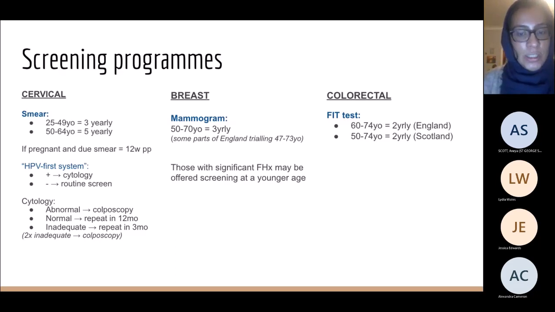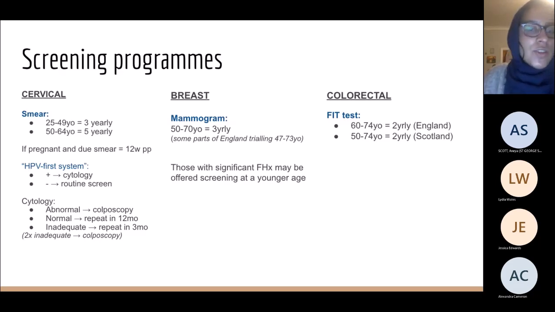So that's your cervical screening program. You then have your breast screening program, so it's your mammogram. That happens every 3 years for those between 50 to 70 years old, and there's a trial going on where they're trying to extend the age range to 47 to 73-year-olds in different parts of the UK.